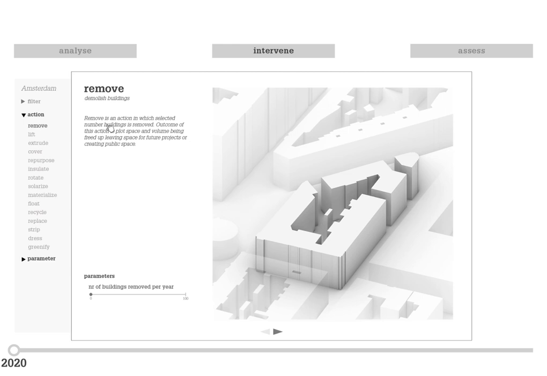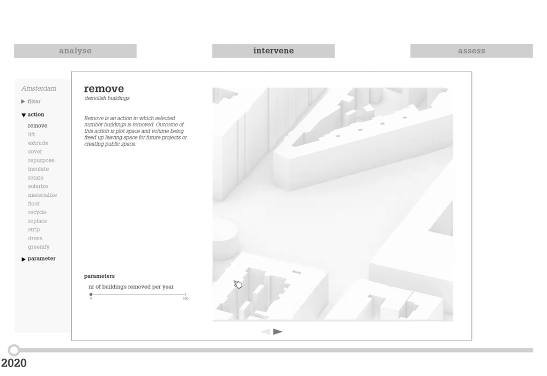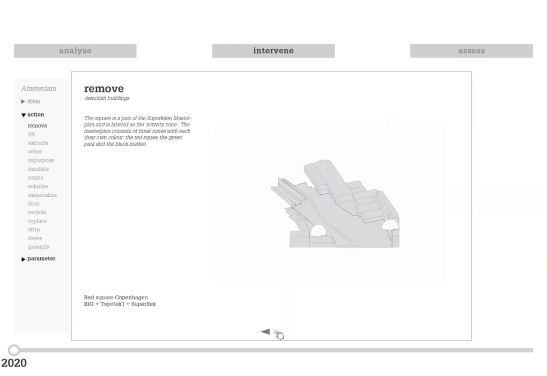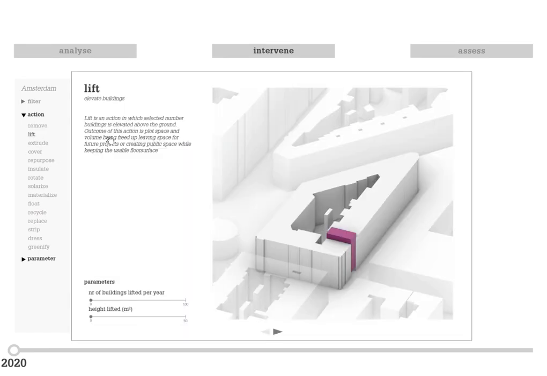Additionally, a moving GIF illustrates its spatial definition. The second page informs the user about the precedence and shows where the action was applied in the past. This same info is available for every action. Let's look into some of the other ones. For example, lift.